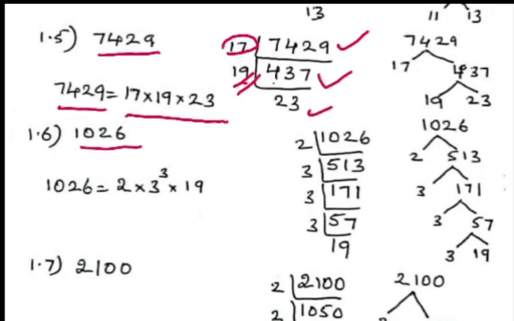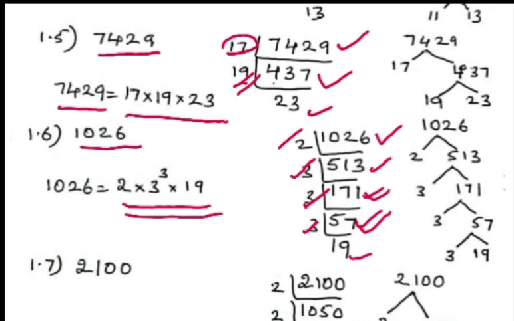1026 can be expressed as prime factors like this. So first we divided 1026 by 2, then 513 by 3, we get 171. 171 is divided by 3, we get 57. 57 is divided by 3, we get 19. So the product is 2 multiplied by 3 power 3 multiplied by 19.